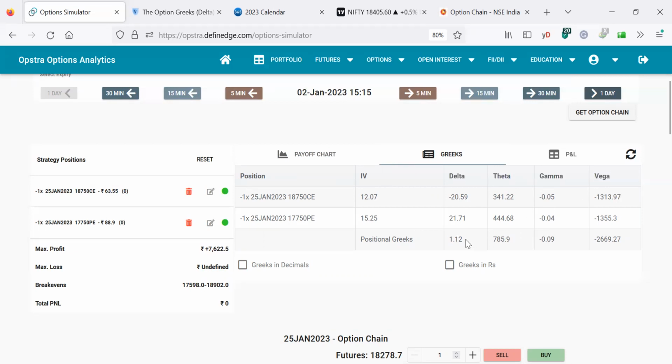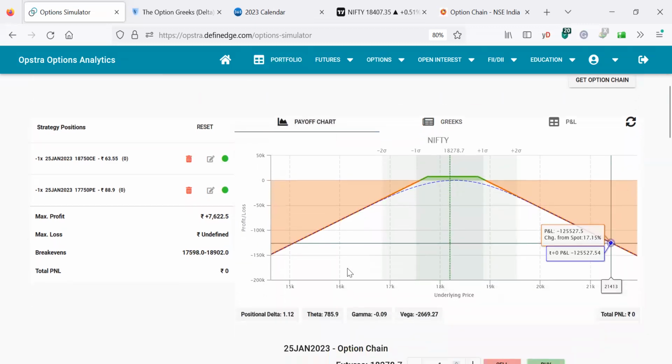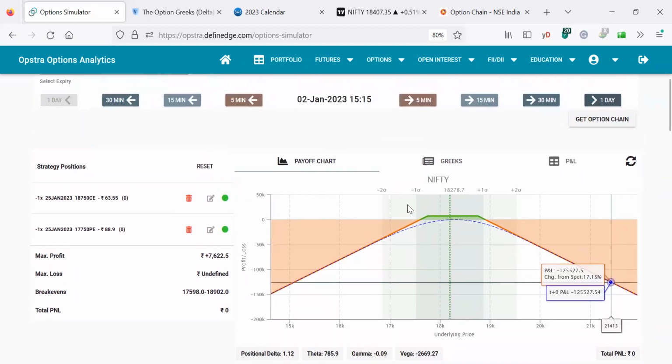Right now just concentrate on the delta only, with the simple understanding that if delta is 1, whatever the movement in the index, a proportionate movement will be there in the premium of that particular strike price of the option. So here we have neutralized the delta. Now the payoff chart, we can check it here. Now we'll run our simulator. We'll go to day 2.